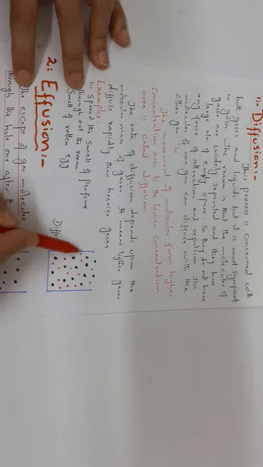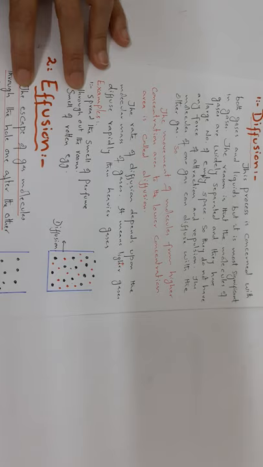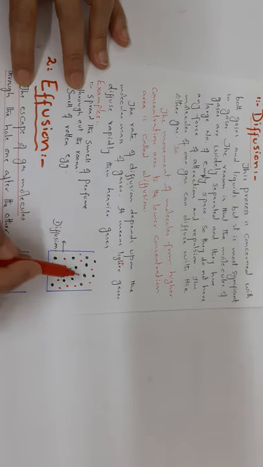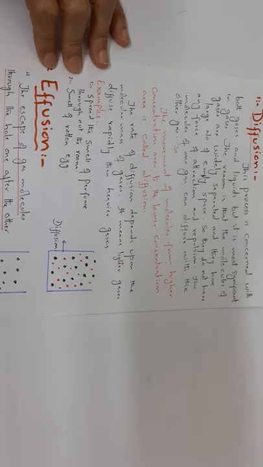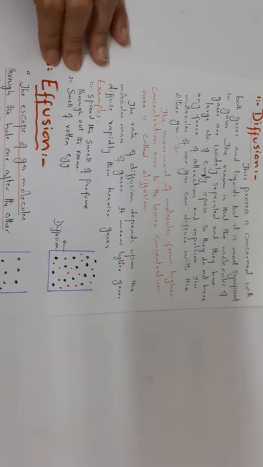Look at this figure. This is a jar or beaker. It consists of gases, blue dot, one gas. The other gas is represented by red dot. When you mix these two gases, the red dot gas occupies the empty spaces between the other gas. In this way one gas diffuses into the other gas. For example, the smell of perfume spreads throughout the room, and second example, the smell of rotten egg.